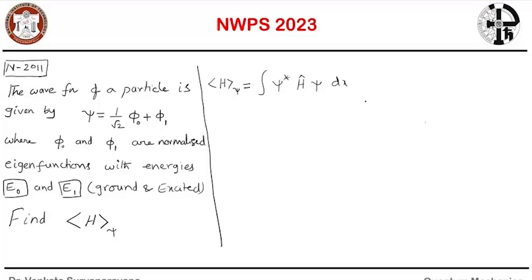The denominator should be there: the integration of the probability density, the mod square of psi. Most of the time, this is correct when psi is normalized. If psi is not normalized, you also have to divide this by the integral of psi star psi dx. So this is how you calculate. Let's do it.